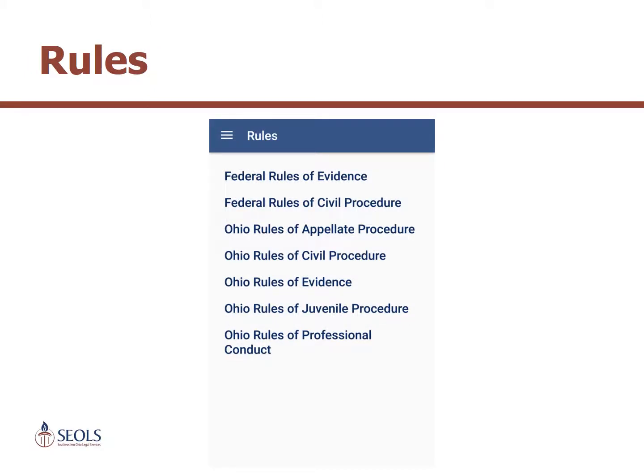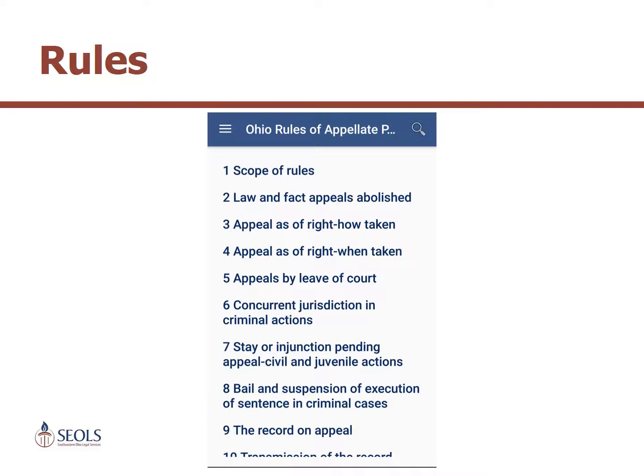The Rules button in the menu brings you to a table showing all of the rules in the app. It does not include every available rulebook, but does include the books most likely to be used by Ohio's legal aid attorneys. Clicking on a title takes you to the table of contents for that book. Clicking on the rule itself will open the selected rule and show its contents.